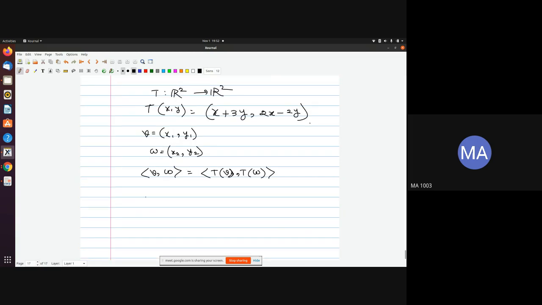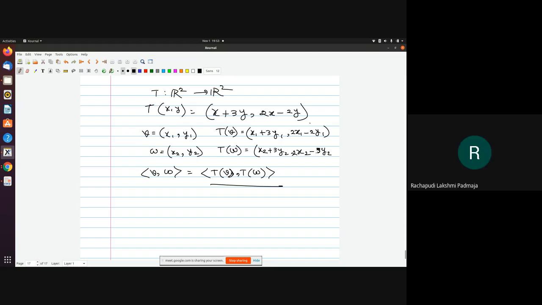Now first compute TV and TW. So what is TV? TV is (x1 plus 3y1, 2x1 minus 2y1). And what is TW? TW is (x2 plus 3y2, 2x2 minus 2y2). Correct. Now if I take the inner product of TV and TW, this is nothing but the dot product.